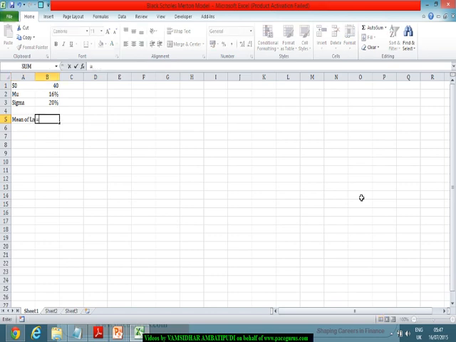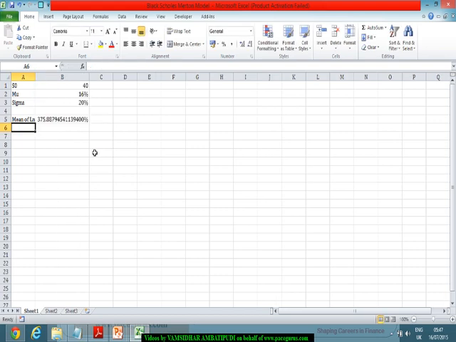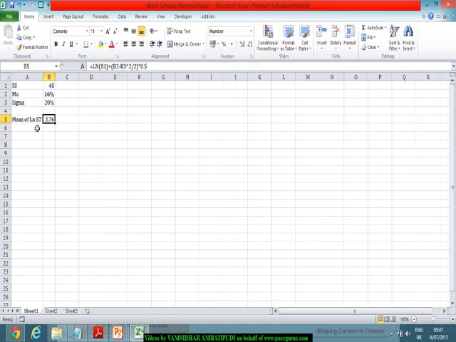is log S0 plus (mu minus sigma squared by 2) times t, where t is 0.5. So this happens to be the mean. So let me take it, 3.76 is the mean.